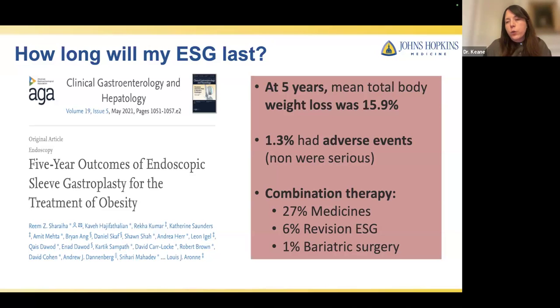Their patients had lost 20% of their total body weight at a year, and at 5 years had maintained 15%. Adverse events, just like in the MERIT trial, were very low. One thing to note, though, is that a good proportion of their patients needed combination therapy. Around a third needed medications, 6% needed a revision ESG, and only 1% went to surgery. This is the main reason why we think a multidisciplinary approach is key to keep you on track. And if you need further treatment down the line, we're there to offer it.